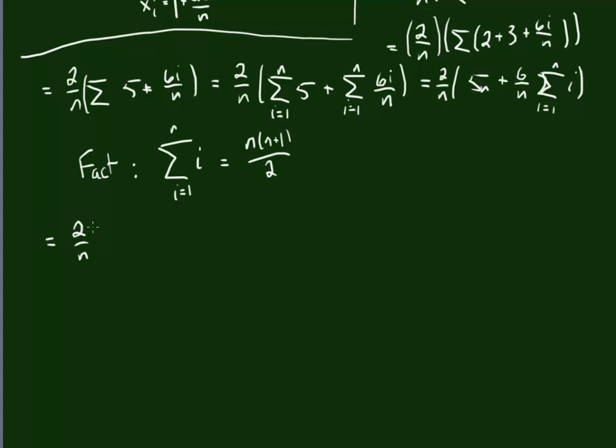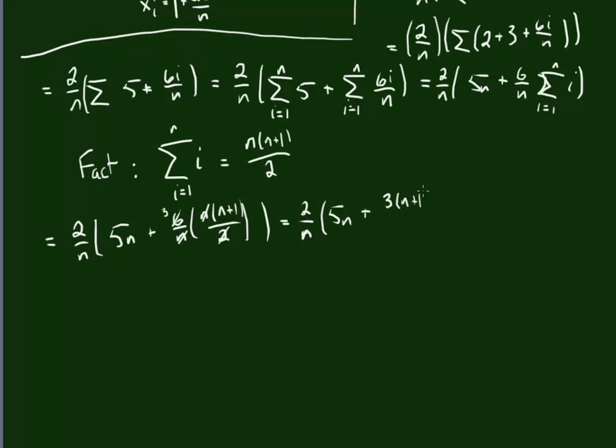We have 2 over n times 5n plus 6 divided by n, and this sum of i's is now turning into n times n plus 1 all over 2. And we can simplify a little bit from here. We'll go ahead and leave the 2 over n out for now. The n here is going to cancel with the n on the bottom. The 2 and the 6 are going to cancel, leaving us with just a 3 on the top. And so this is just going to be plus 3 times n plus 1. Oh, scratch that. 3 times n plus 1. That's it.